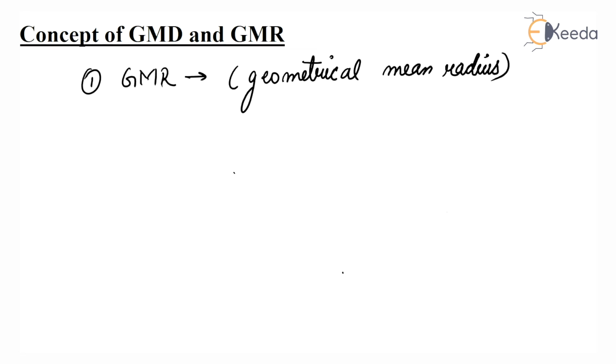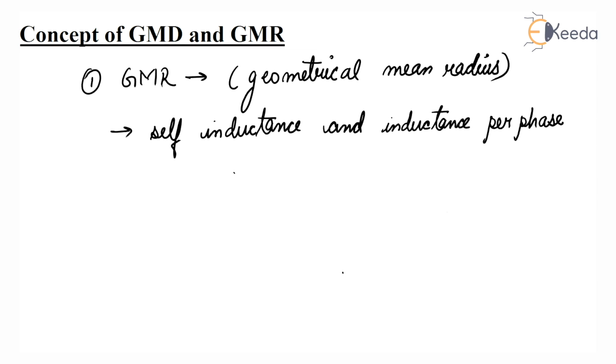First, GMR. GMR stands for geometrical mean radius. GMR is used to find self-inductance and inductance per phase. Basically, GMR is the effective radius of the conductor.